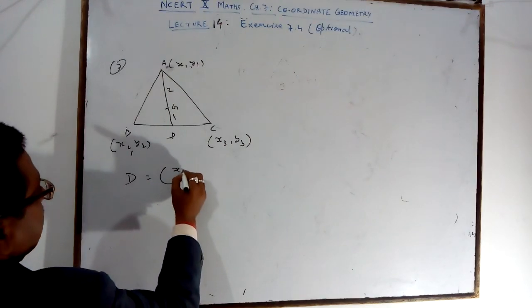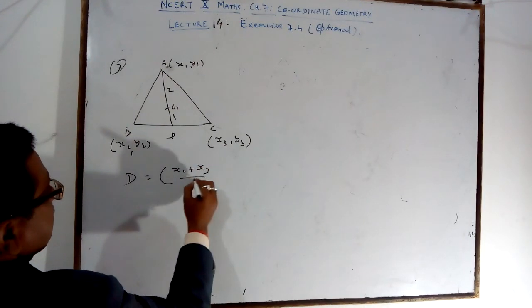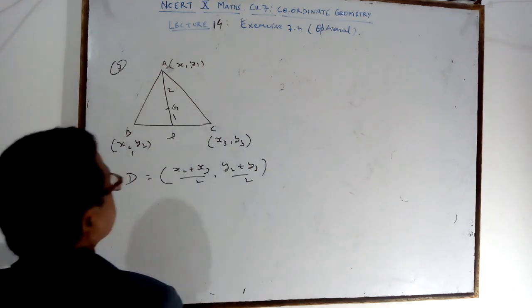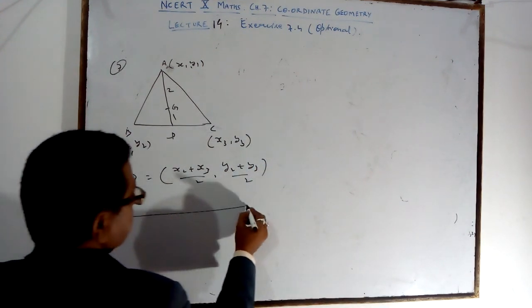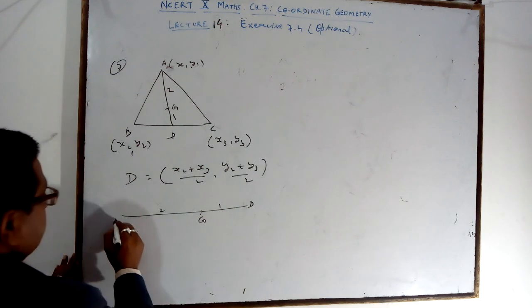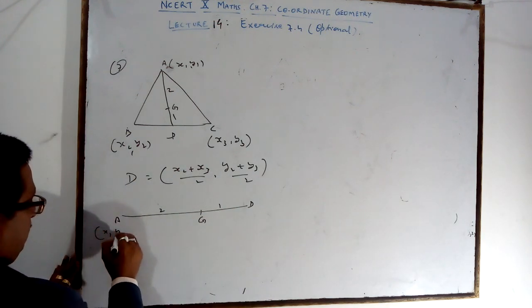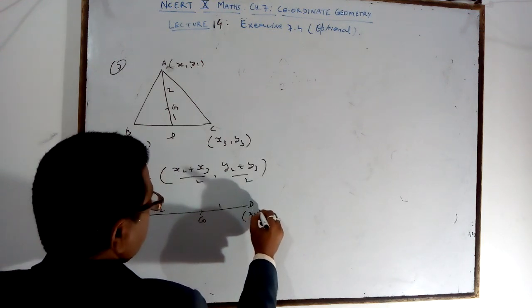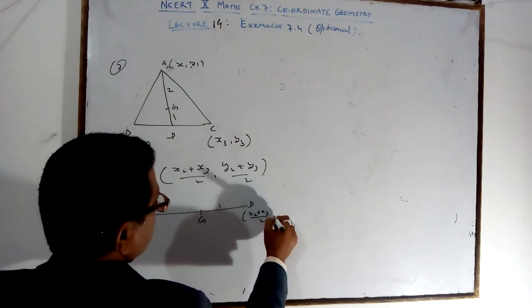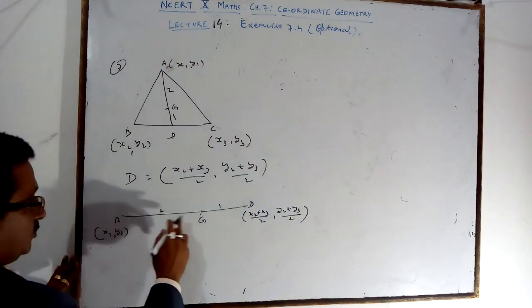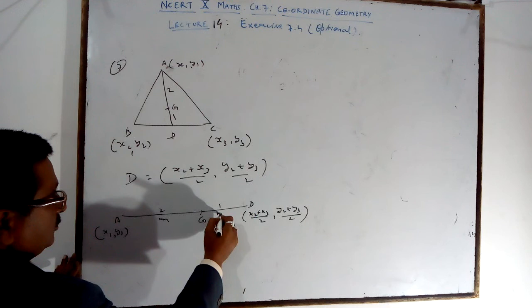The coordinate of D will be (x2 plus x3) by 2, (y2 plus y3) by 2. So you will write this. Here is G, here is 2, here is 1, here is B, and here is A. A is x1, y1, and D is (x2 plus x3) by 2, (y2 plus y3) by 2. So the ratio is m1 and m2.